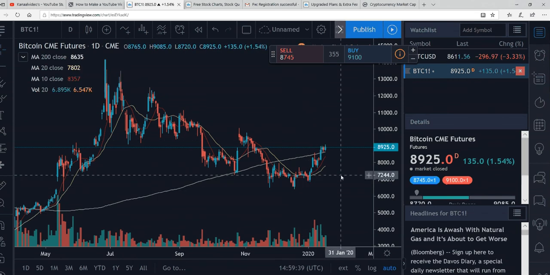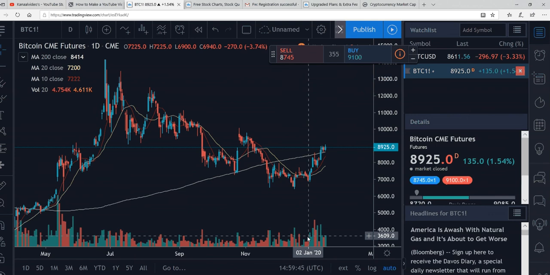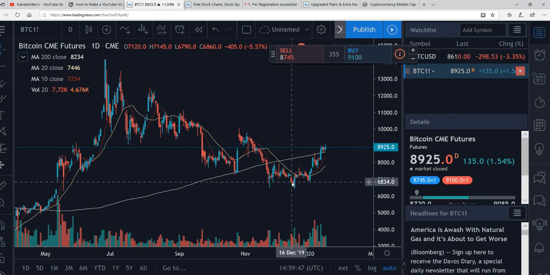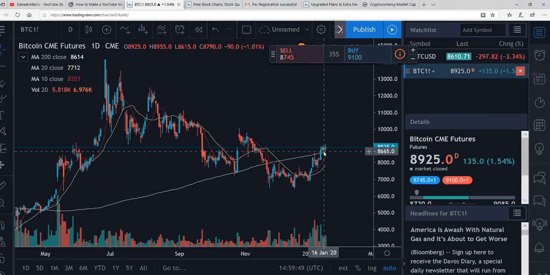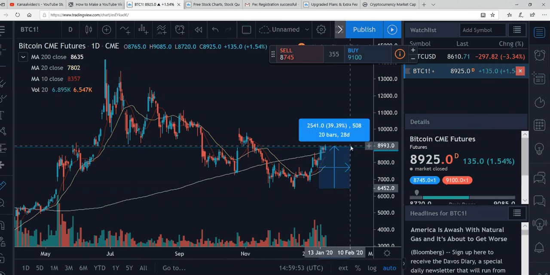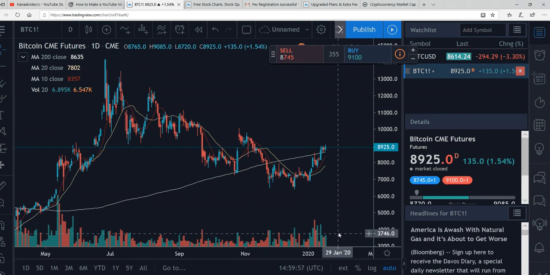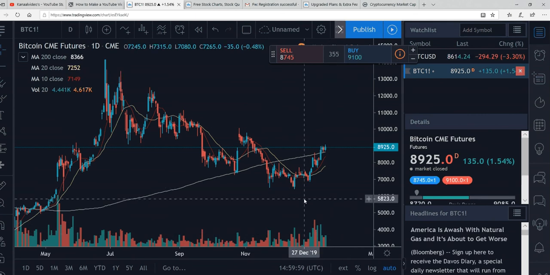Also, for me it's important to keep an eye on volume. Over here, you saw an increase in volume on the CME as well. So it's of course logical for people to get bullish after such a big move. This move was around 40%, backed by volume. So it's interesting to see what's going to happen.